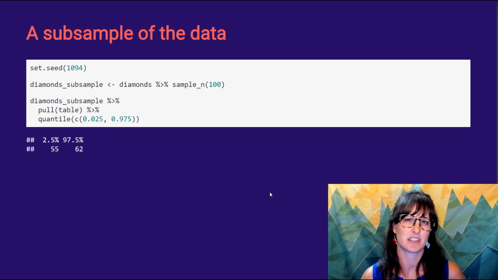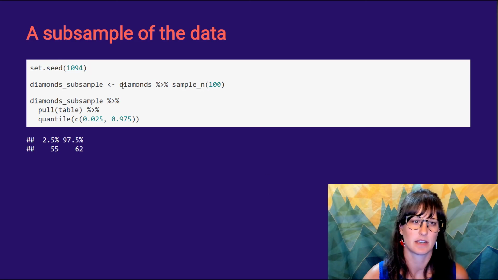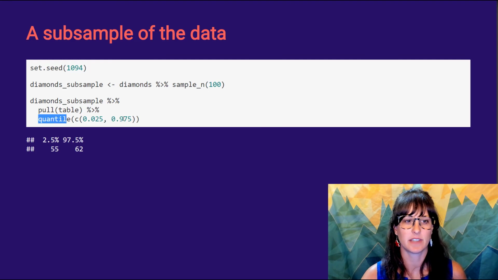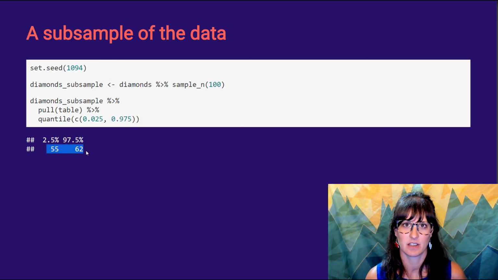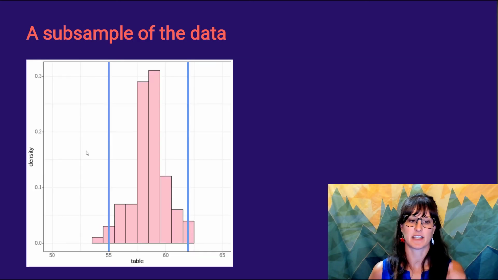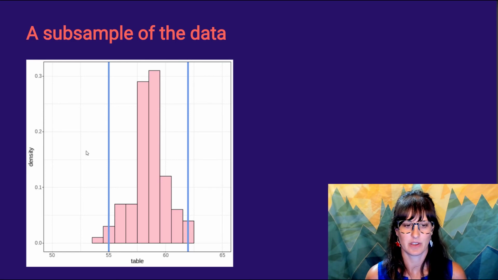So let's illustrate this with a subsample of the data. We have those 14,000 values, right? What if we only had 100? So here I'm going to subsample down to 100. And now I'm going to say, where does the middle 95% of those 100 values live? And lo and behold, we actually got the exact same range. The middle 95% of the 14,000 values was 55 to 62. The middle 95% of the subsampled values was also, it turns out, 55 to 62.